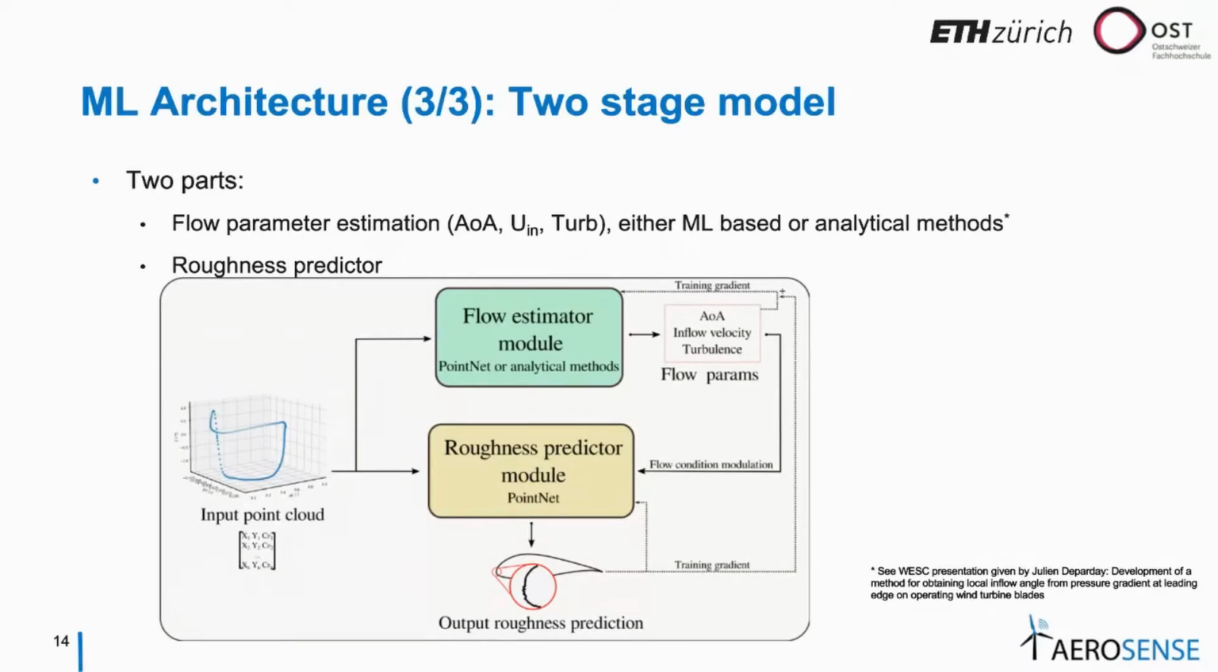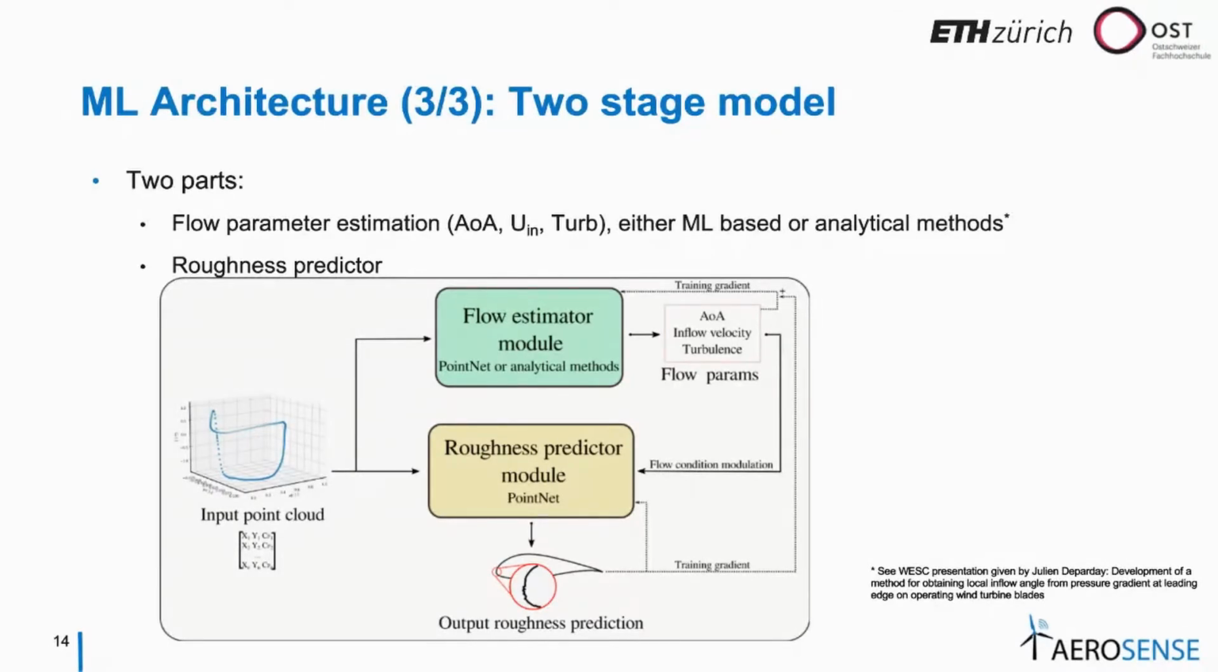And we have a 2-stage model where we have, on the one hand, a flow estimator module, and on the other hand, a roughness predictor module. The goal of the flow estimator is to gather information about the inflow conditions, so angle of attack, inflow velocity, turbulence conditions. And this then modulates the prediction from the roughness predictor.